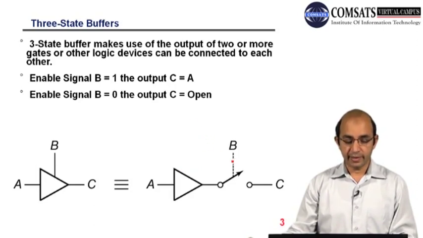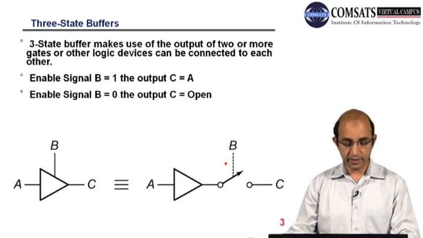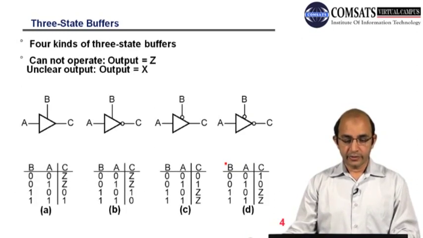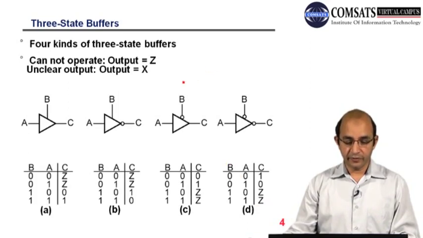And in another case, when we have B equal to 0, this switch will be opened and the input is blocked. So this is considered as a high impedance. These are four different types of three-state buffers.